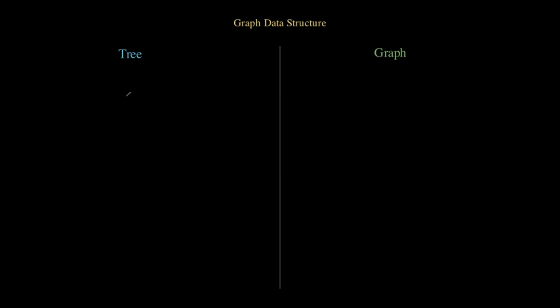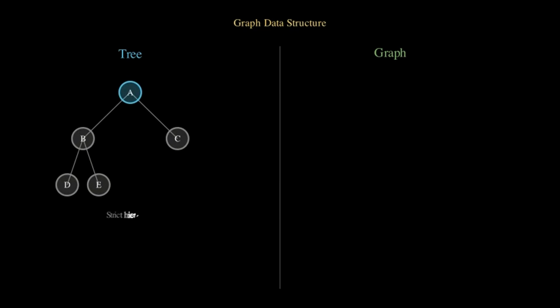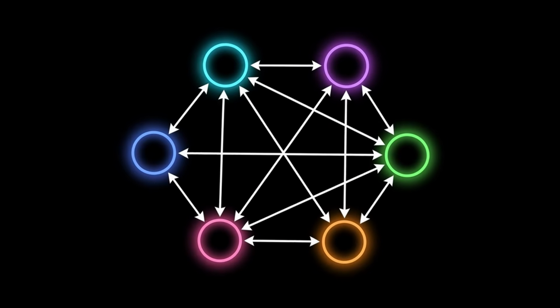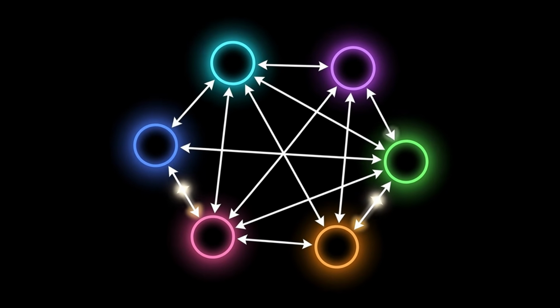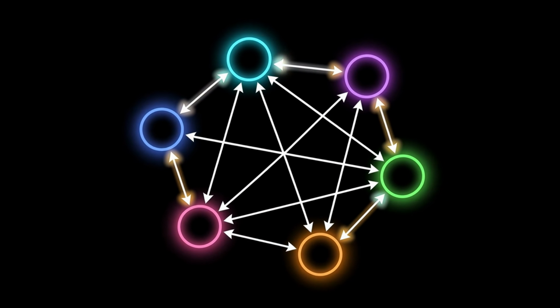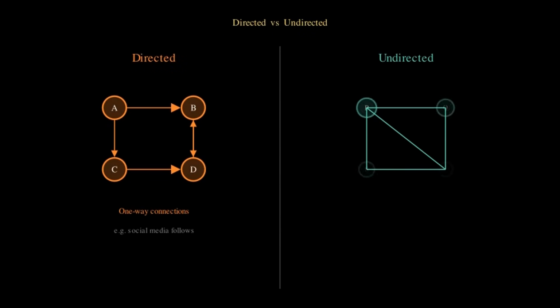Next up is a key data structure, the graph. This is one of the most powerful and flexible data structures on this list. Unlike a tree, which has strict parent-child rules, a graph is just nodes connected by edges, with no rules or hierarchy. Any node can connect to any other node, and connections between them can go one way or both.